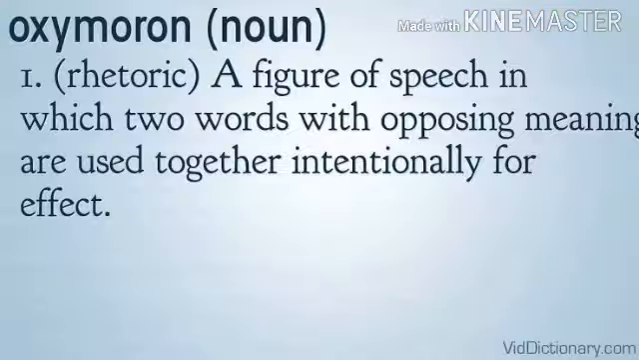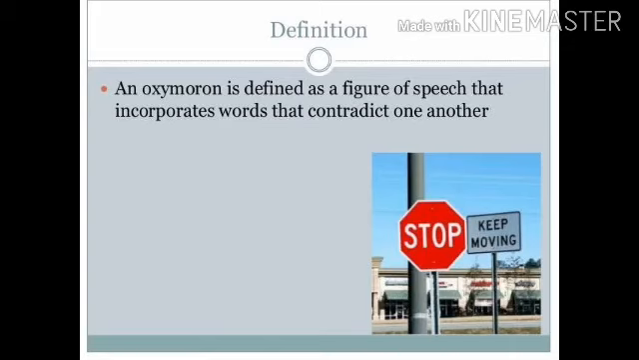Okay. This is what oxymoron, our next figure of speech, is. It is a figure of speech in which two words with totally opposite meaning are used together intentionally, means deliberately, for getting some special effect. And here we can see one more example. Stop, keep moving, right? Two opposite things are said together.